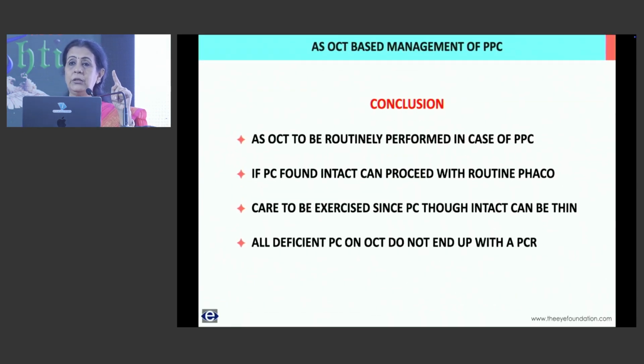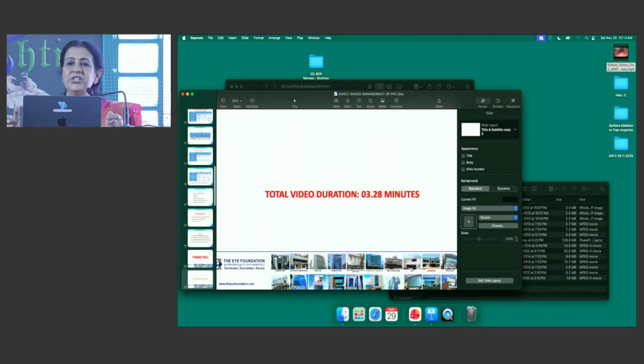So I would like to conclude stating that ASOCT should be routinely performed in all cases of PPC. If PC is found intact, do a routine phaco. Care should be exercised. However, the PC, though intact, can be thin, and all deficient PC do not end up with a PCR. So thank you very much.